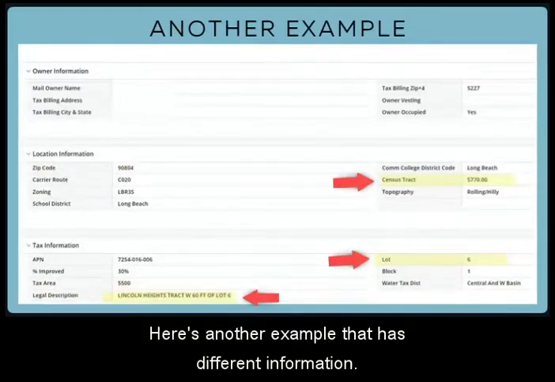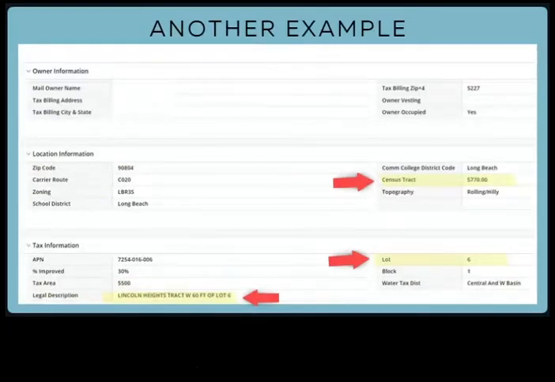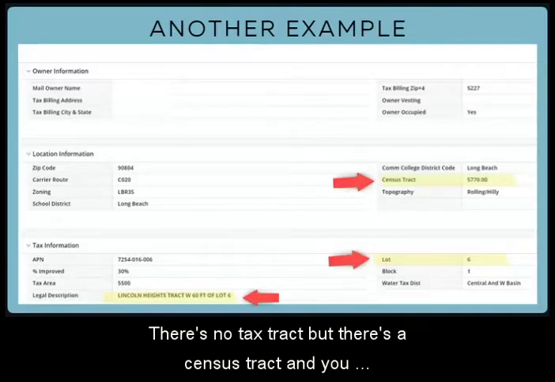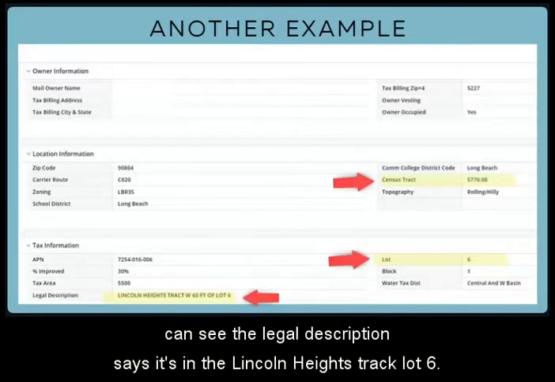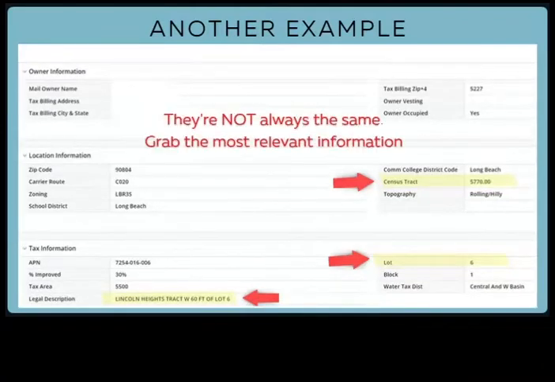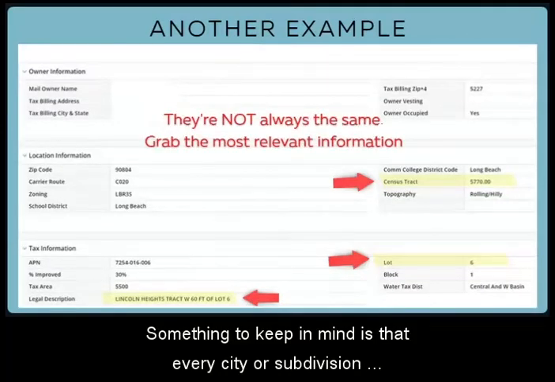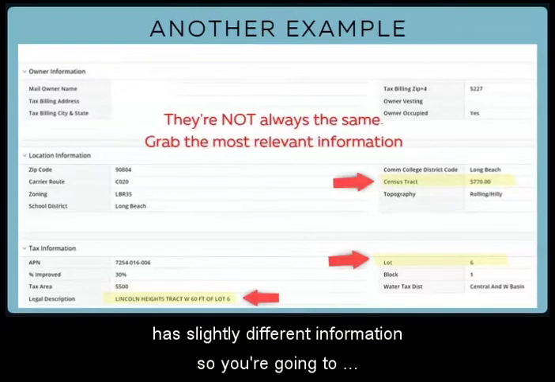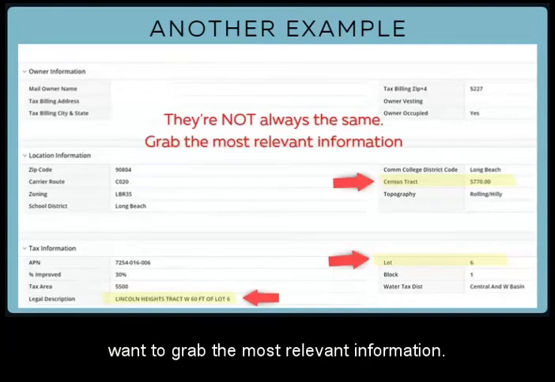Here's another example that has different information. There's no tax tract, but there's a census tract, and you can see the legal description says it's in the Lincoln Heights tract, Lot 6. Something to keep in mind is that every city or subdivision has slightly different information, so you're going to want to grab the most relevant information.